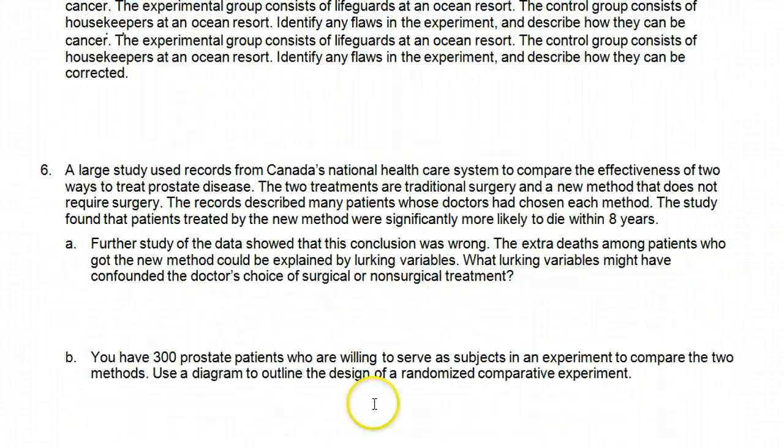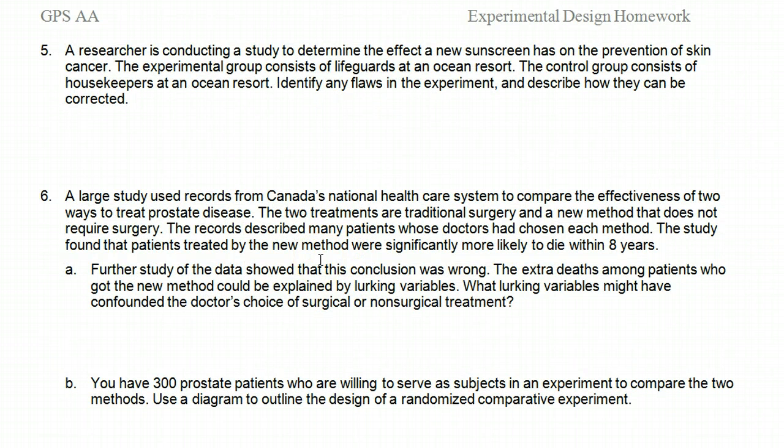All right, let's move on over to the back. A couple more questions. So number 5, a researcher is conducting a study to determine the effect a new sunscreen has on the prevention of skin cancer. The experimental group consists of lifeguards at an ocean resort. The control group consists of housekeepers at an ocean resort. Identify any flaws in the experiment and describe how they can be corrected.